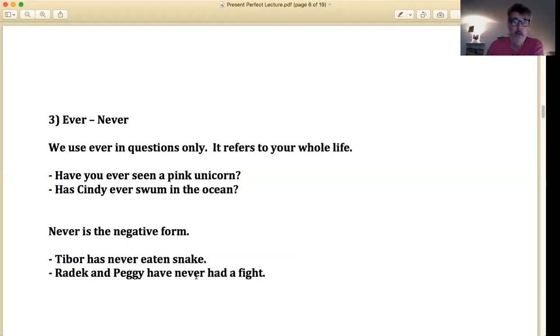And so here are our examples. Have you ever seen a pink unicorn? Not in person, I have in books. Have you ever swum in the ocean? I'm asking you if you've ever swum in the ocean from the very first moment you were born up until now. Have you ever flown on an airplane? Have you ever been to the Swiss Alps? Have you ever eaten sea goulash?